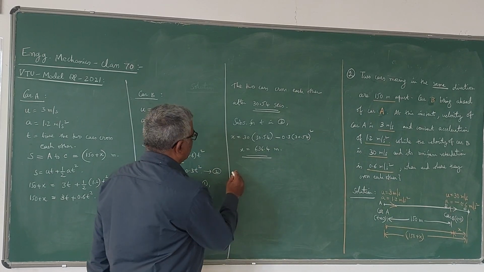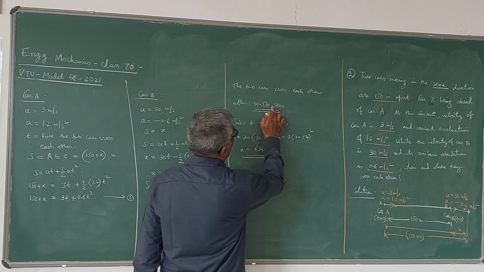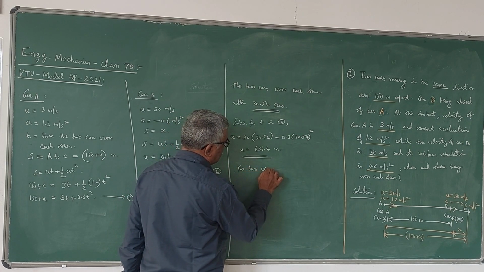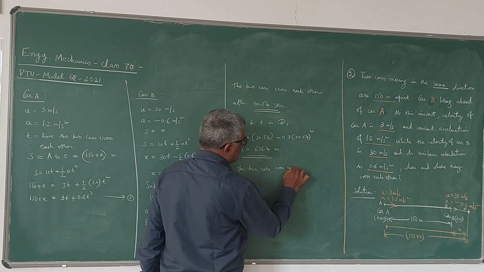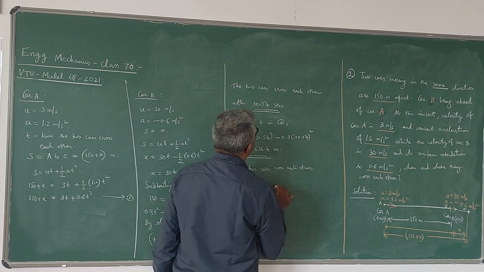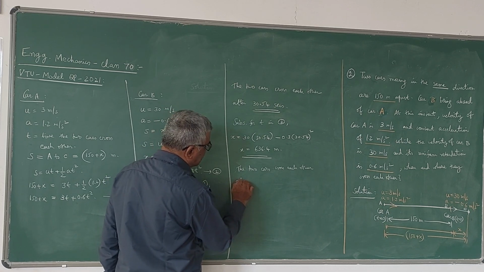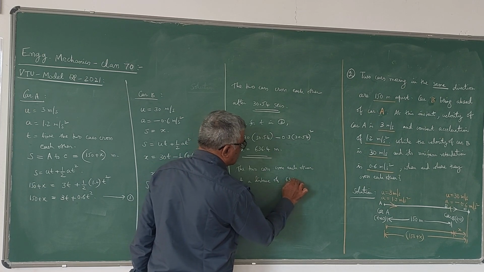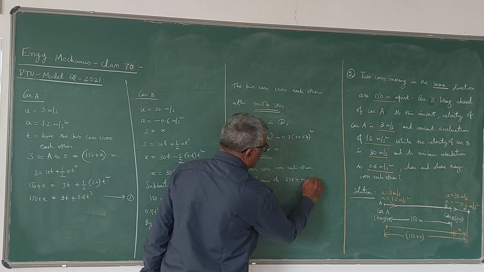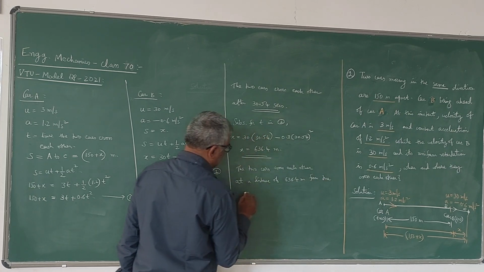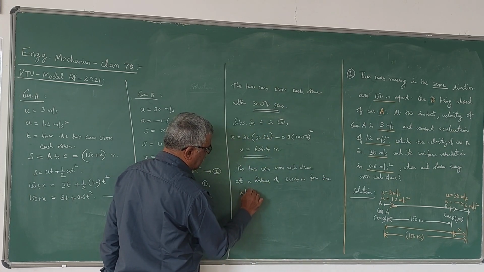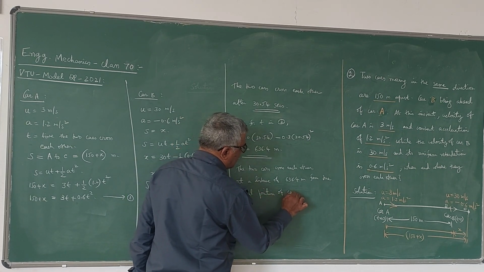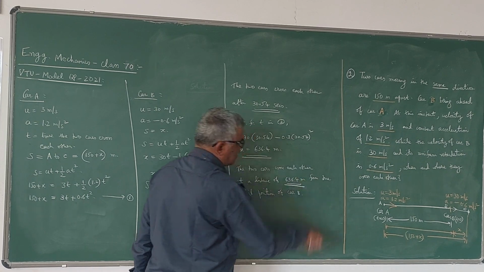So I can write here, after 30.54 seconds, the two cars cross each other at a distance of 636.4 meters from the initial position of car B. So this is how we have to solve the problem.